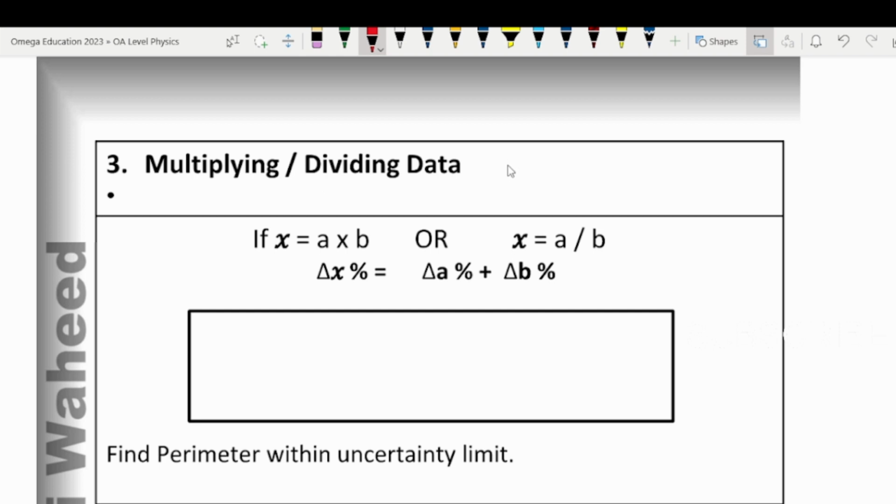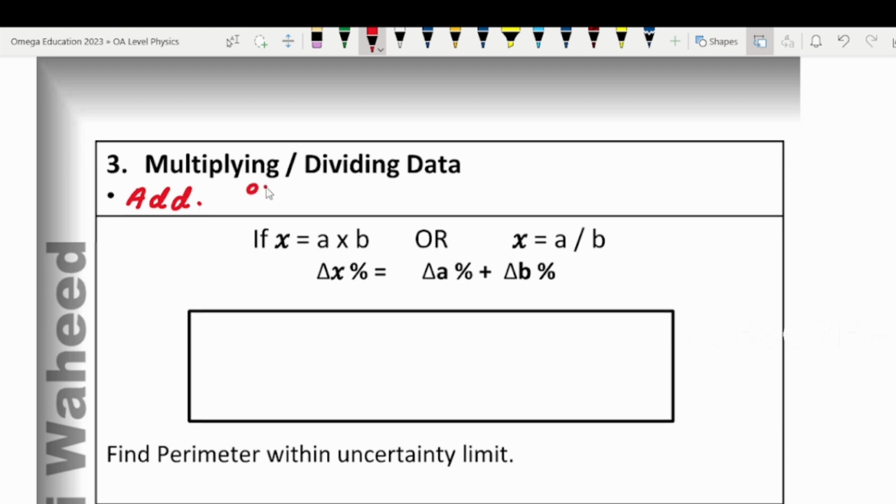For example, take an easy example, density equals mass over volume. What you can basically write is density equals mass multiplied by 1 over volume. So density equals mass times the reciprocal of volume. That would be the same thing. So in this situation, when the quantities are being multiplied or divided, in order to find the total uncertainty, what you have to do is add the percentage uncertainties of the physical quantities.